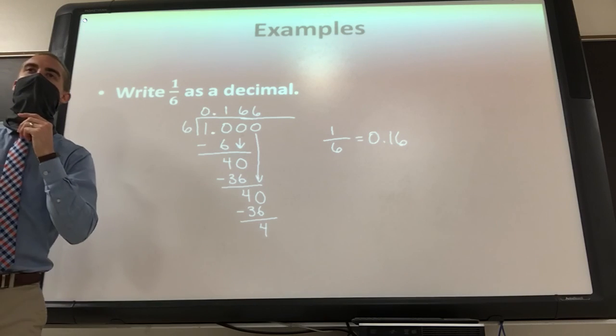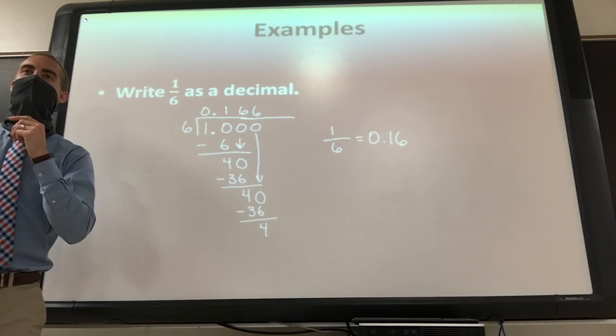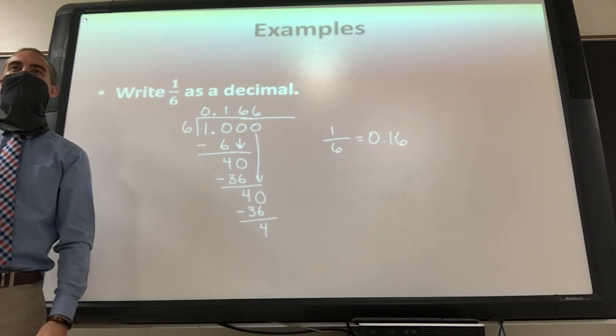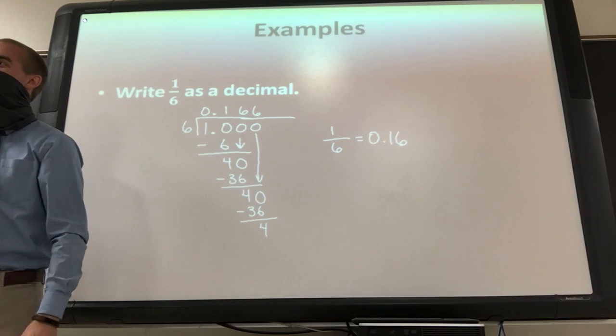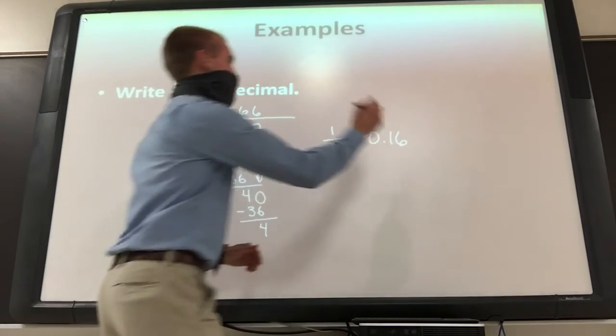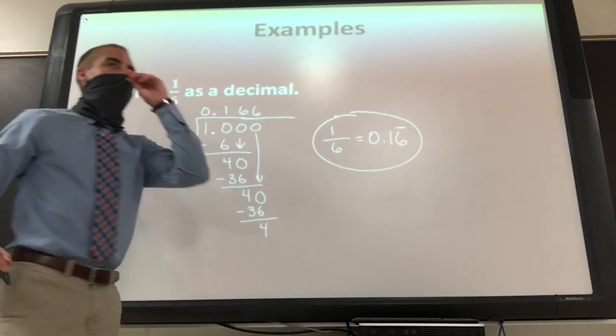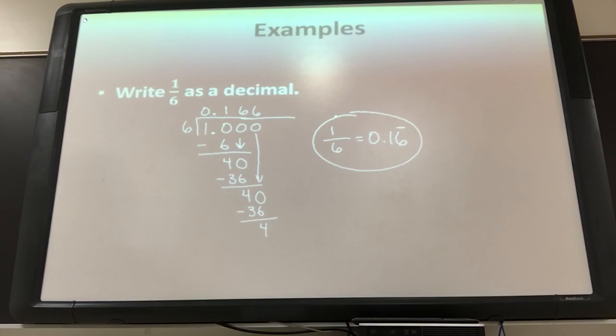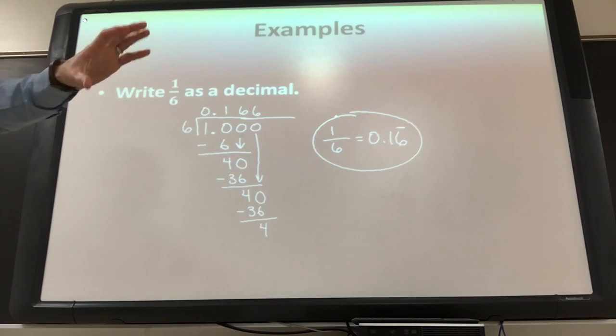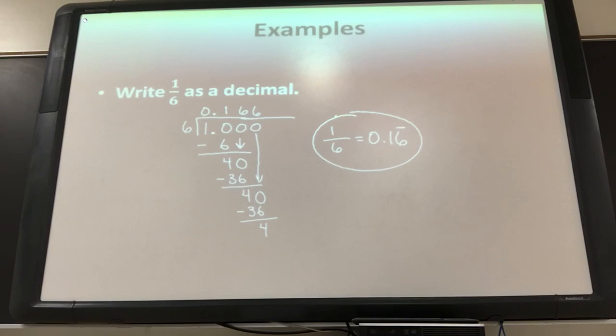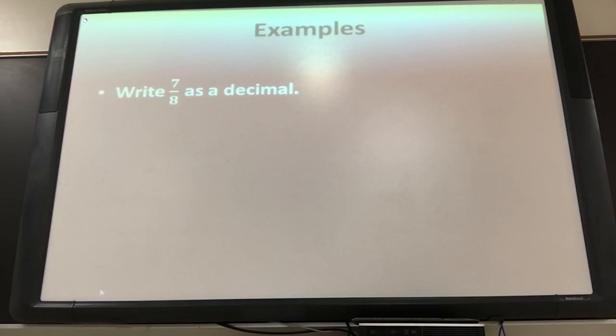Charlie? You raise your hand. Taylor? You put a line above just the 6. Just the 6. If you put a line over the 1 and the 6, you would be saying it's 0.16161616. That's not right. It's 0.16 repeating. So put a line over the number or numbers that are repeating. Okay? So let's look at another one together.